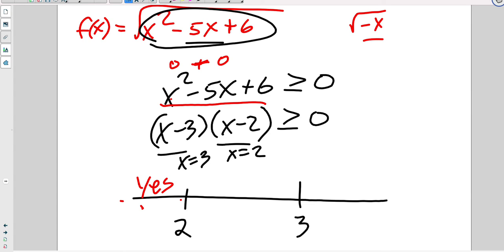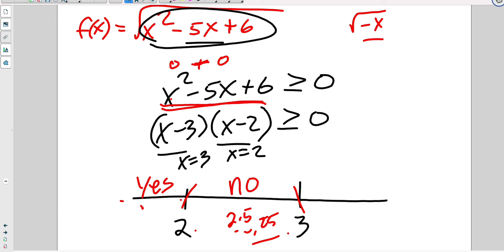Okay, how about in between here, 2.5? If I put that in, I can use my calculator. Go ahead and try it. 2.5 squared minus 5 times 2.5 plus 6. That's a negative number. So when I put 2.5 in, I get negative 0.25. That's a negative number. So this area between here and here, we're not greater than or equal to 0, because we got a negative number.